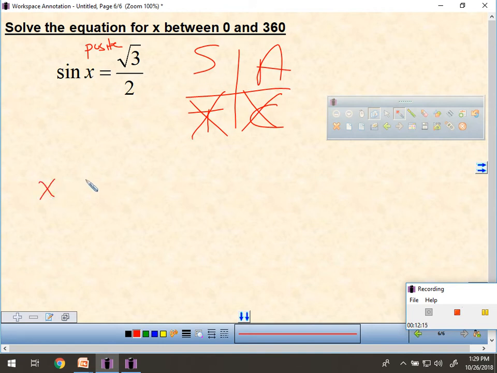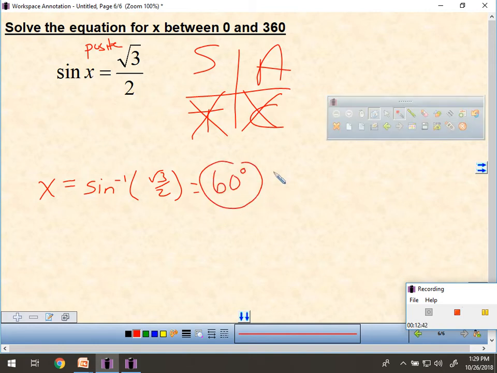So to solve this for x, all we're going to do is do the inverse. So type in your calculator, sine inverse of radical 3 over 2. Just type that in exactly as you see it. So sine inverse of radical 3 over 2, and then that should give you 60. And so that's one of my answers right there. So 60 degrees is in the first quadrant. It's right here. The question, though, is how do I get my second answer?